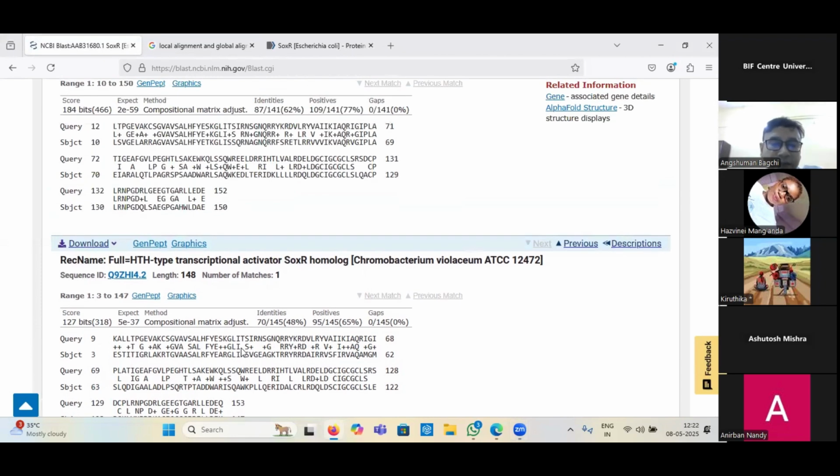See, positive. Positive means two amino acids which are nearly identical in terms of their physicochemical characteristics, like isoleucine and valine. Both of them belong to the category of amino acids which are non-polar in nature.